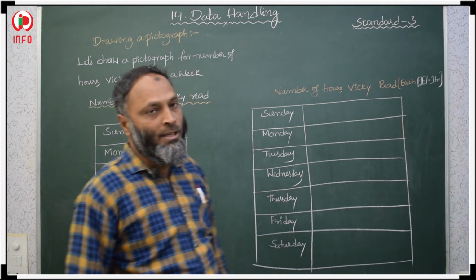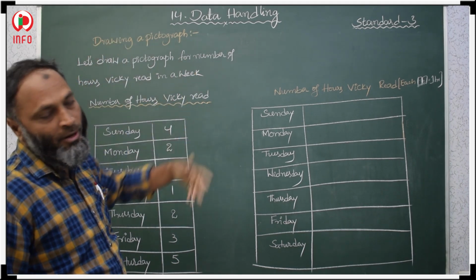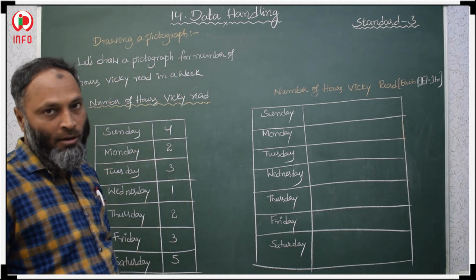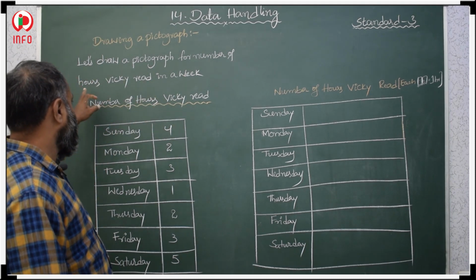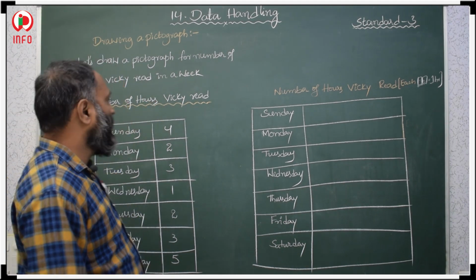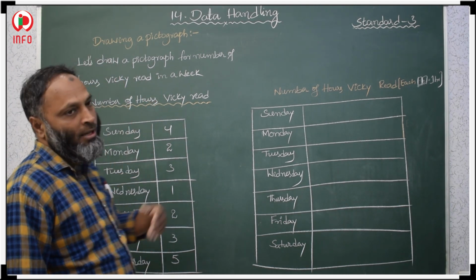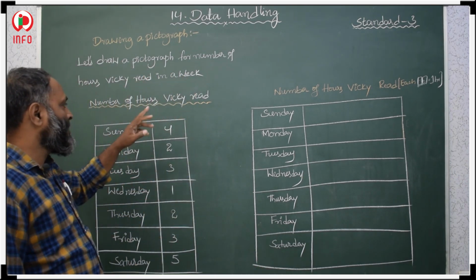What information is given? See here. So, drawing a pictograph. How to draw a pictograph? On the basis of the information. So let's draw a pictograph for the number of hours Wiki read in a week. In a particular week, so and so date, the number of hours he read is given.